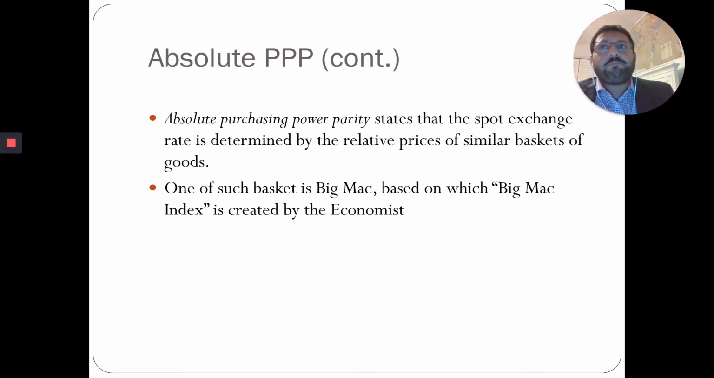Now one of the very popular baskets is called the Big Mac index, and it was developed in the 1980s by an economist. Why is the Big Mac index popular? In order to determine whether the absolute purchasing power parity holds or not, first of all, the Big Mac is a burger introduced by McDonald's, and McDonald's standards are very consistent and uniform. So it does not matter which country you go to, you will get the same Big Mac.